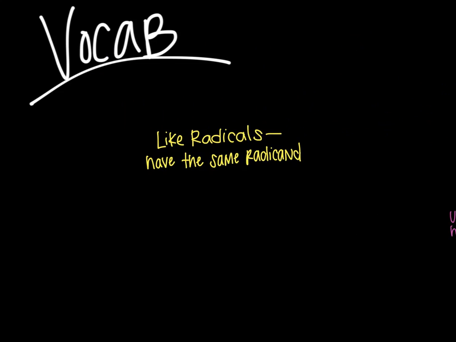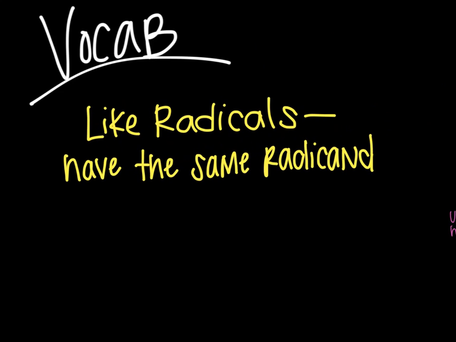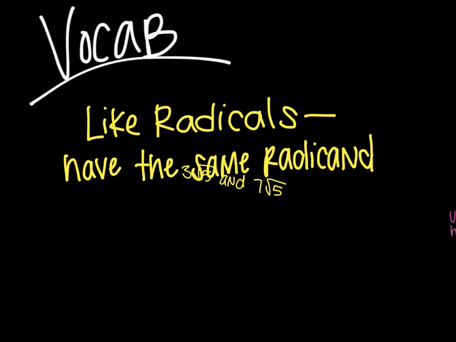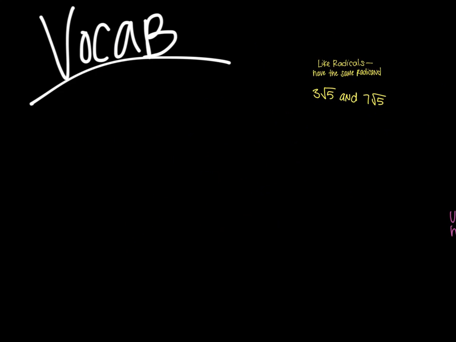Vocabulary before we get started. Like radicals have the same radicand. An example of this would be something like 3 square root of 5 and 7 square root of 5, because the radicand is the square root of 5. So that would be like radicals.